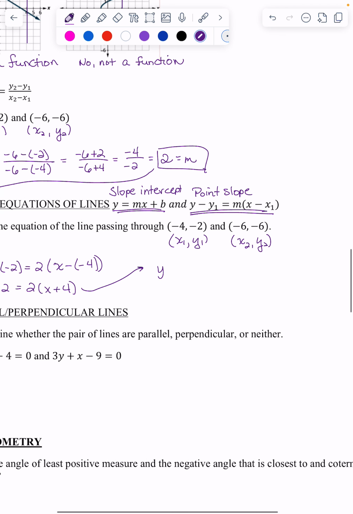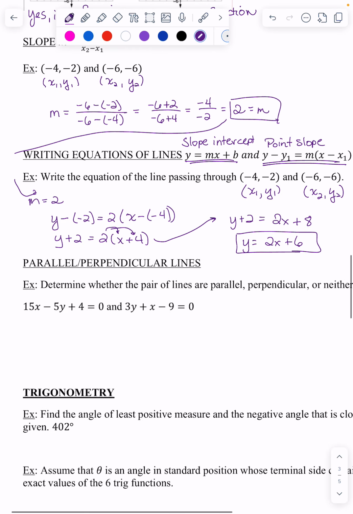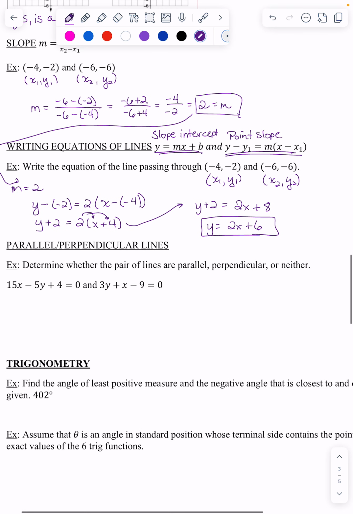So I get y plus 2 is equal to, we're going to distribute, so I'm going to pop this in here, 2x plus, going over to here, 8. Subtracting 2 from both sides, I get y equals 2x plus 6. And that's going to be the equation for my line. Nifty, right? Let's see if I can get done with this perpendicular and parallel lines real quick. I know I'm at about 14 minutes, so I'll try and finish up here quick.